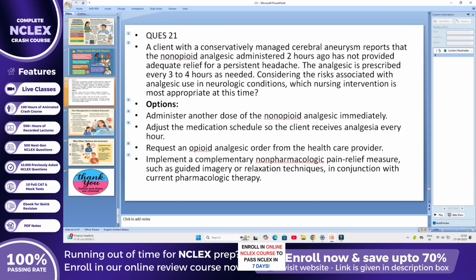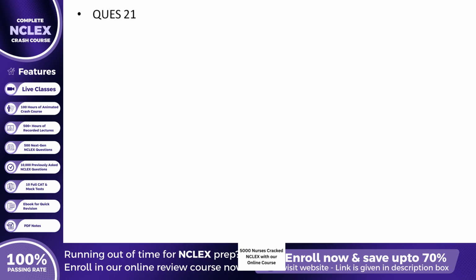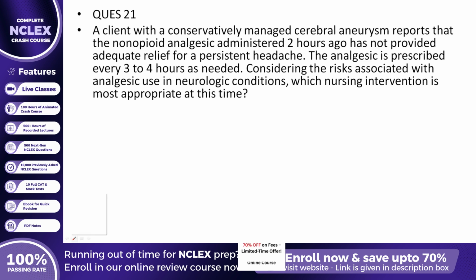Now let us turn our attention to a complex NCLEX scenario involving neurologic safety. A client with a conservatively managed cerebral aneurysm reports that the non-opioid analgesic administered 2 hours ago has not provided enough relief for a persistent headache. The prescription states that the analgesic can be given every 3 to 4 hours as needed. Considering the risks associated with pain management in neurologic conditions, the nurse must carefully choose the most appropriate intervention.